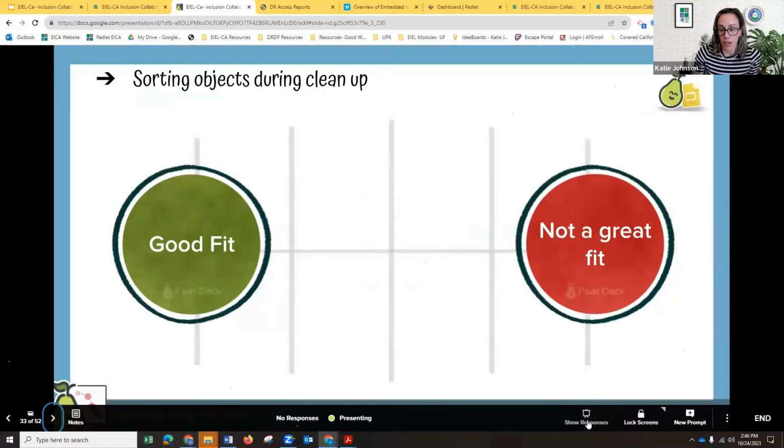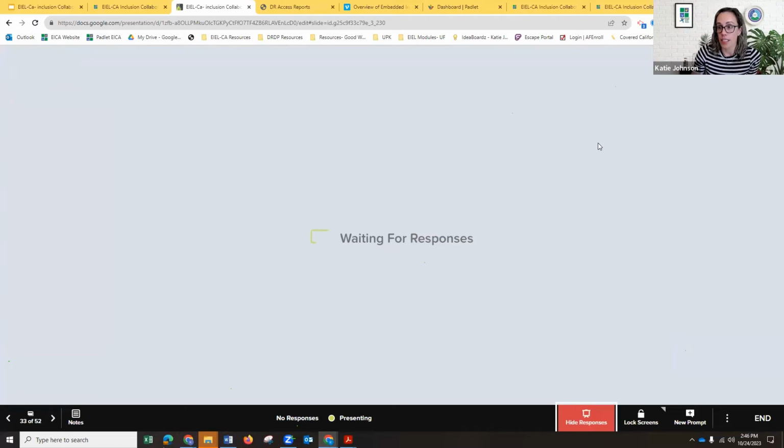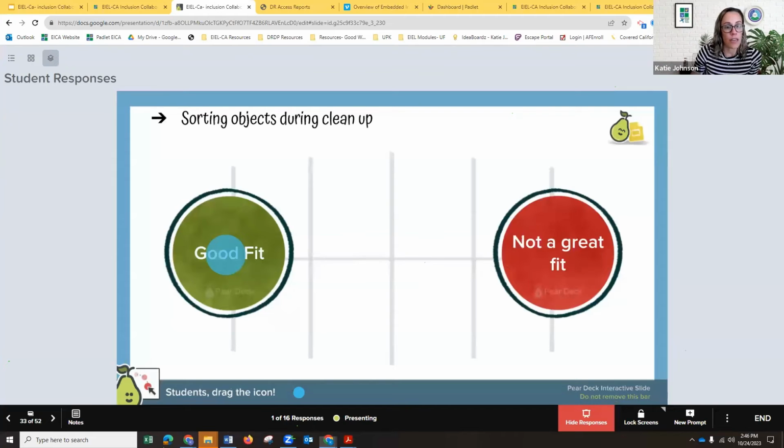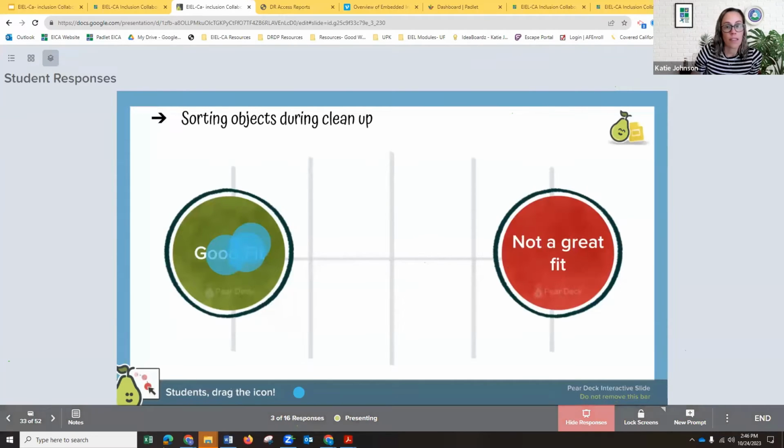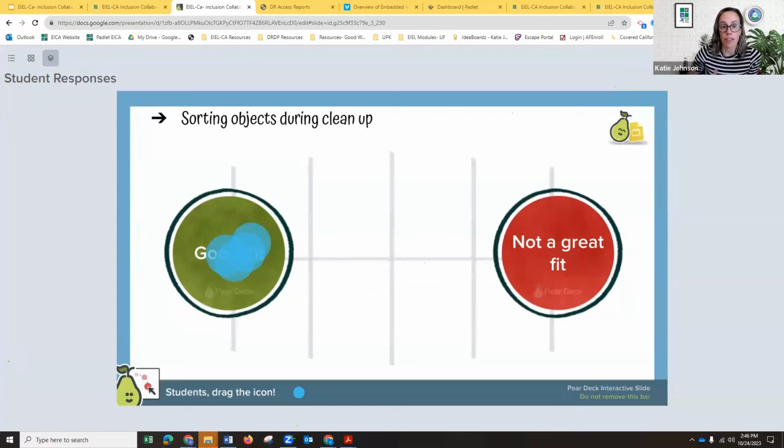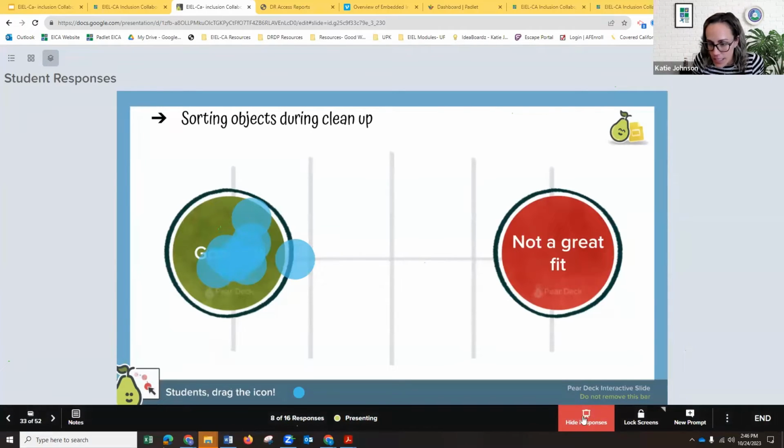Okay, next one. We want to think, is this a good fit? Oh, sorry, I jumped past it. Sorting objects during cleanup. Oh my gosh, now that I clean my toys with my children, I think it's the largest sorting objects activity ever because they like to put all the little pieces together in a bag. And then we have to go sort them out. So yeah, it's a very natural time where sorting is required. Love it. Okay, one more.